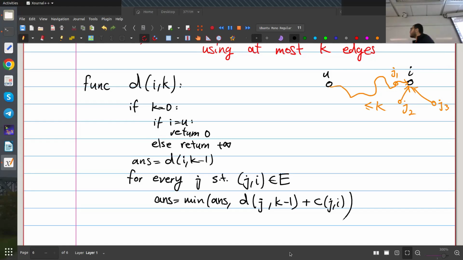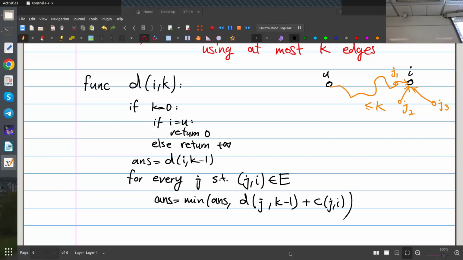Okay. Again, the argument is exactly the same as the previous algorithm. The only difference is that I'm counting how many steps I'm taking. So previously, I just had d of I, the distance to I. But now I say, what is the distance to I if I can take at most k steps? So when I'm going to one of the predecessors of I, when I'm going to J, I can take at most k minus 1 steps. Okay, that's the only difference. But that actually changes everything. Why does it change everything?